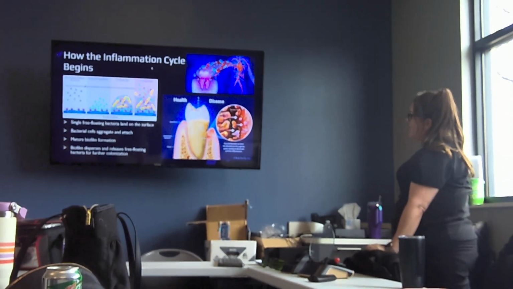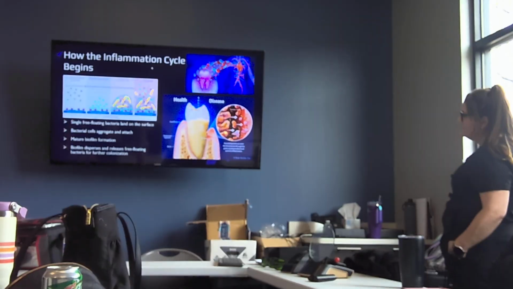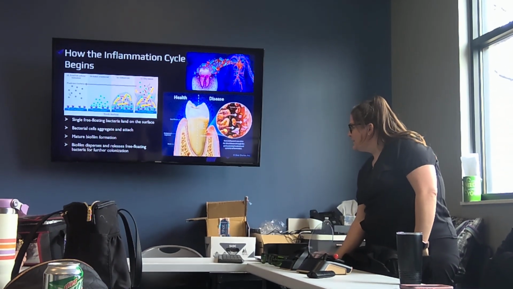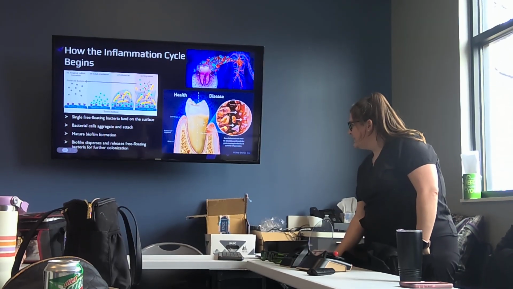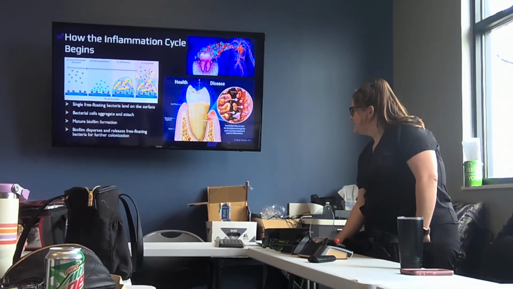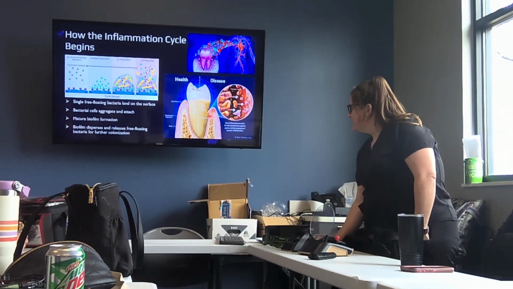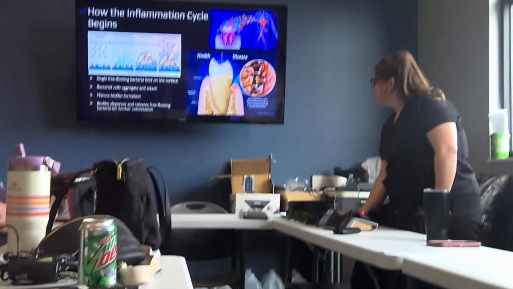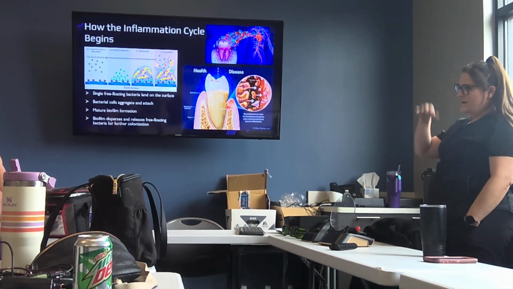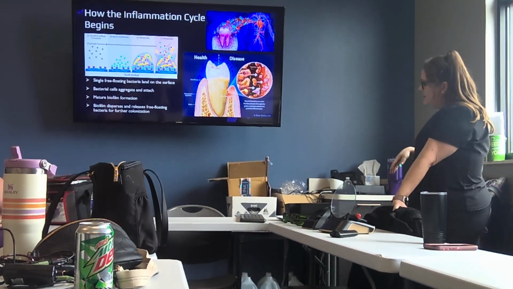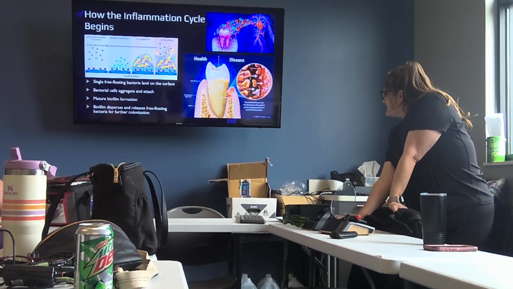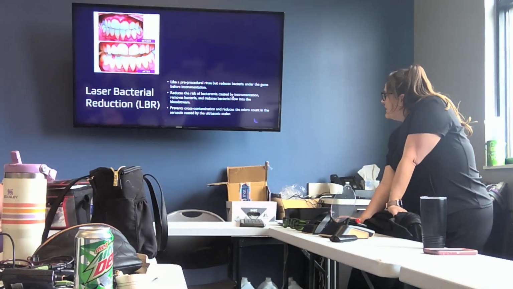So the cycle of inflammation, it begins as little single floating bacteria, and then it lands and attaches here in this image, and then it matures into this lovely biofilm, and then this process is when it disperses and has the ability to attach to other areas in the mouth. Obviously that's not ideal. This is just a closer up picture of that.